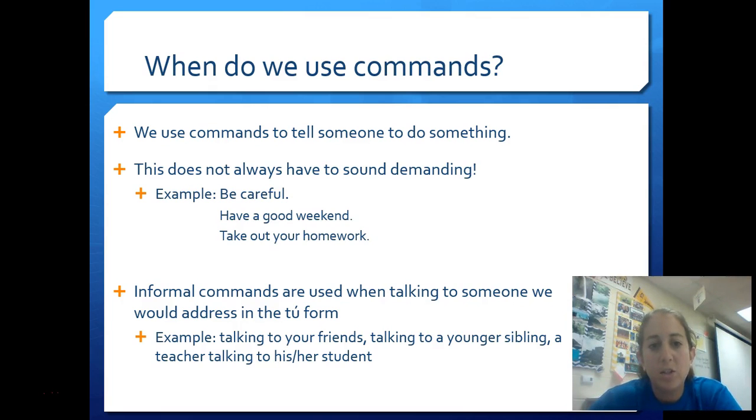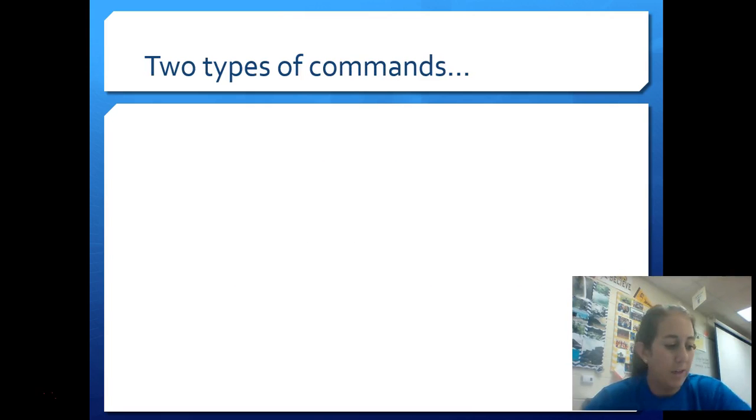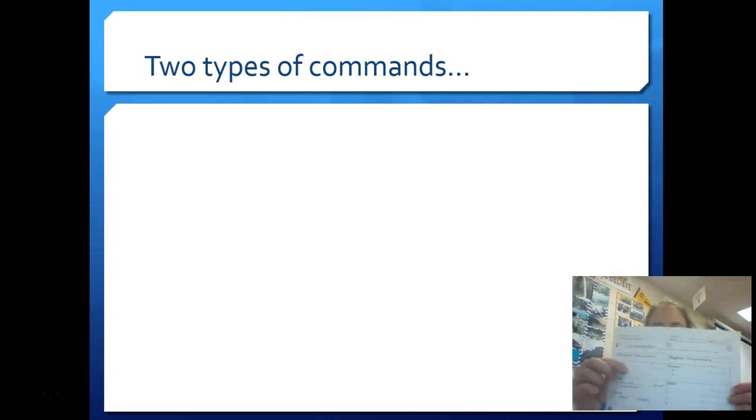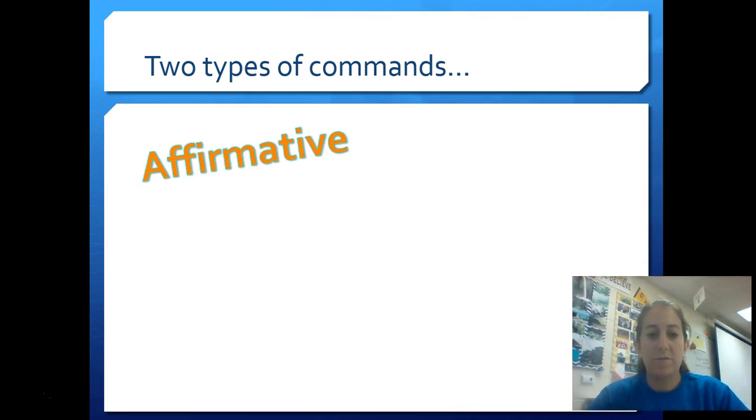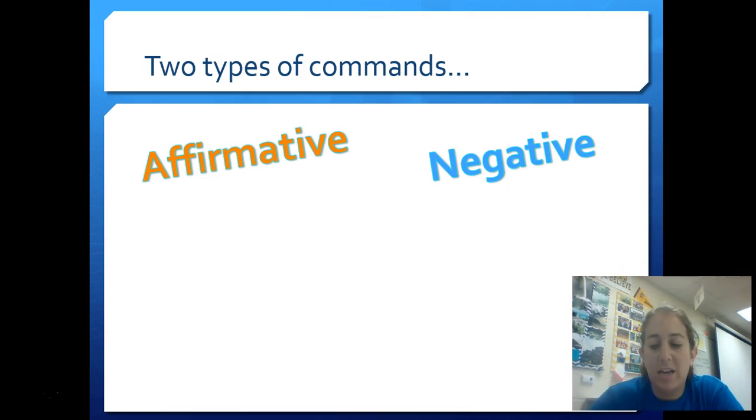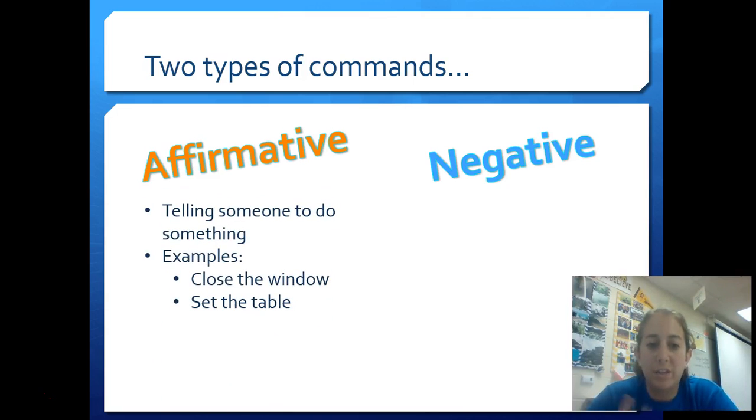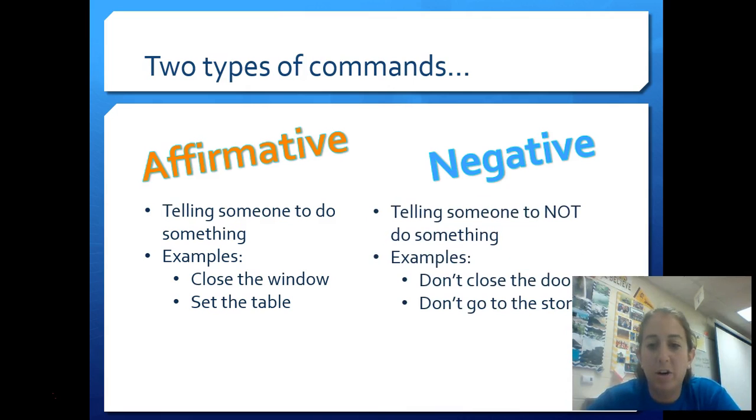Okay, so we've got two types of commands. Now this is where you're going to fill out the first box. We've got affirmative commands and negative commands, alright? Affirmative commands, that's when you're telling someone to do something. It's affirmative. So examples: close the window, set the table. Versus negative commands, that's when you're telling someone not to do something, obviously. Don't close the door, don't go to the store, don't rhyme obnoxiously.